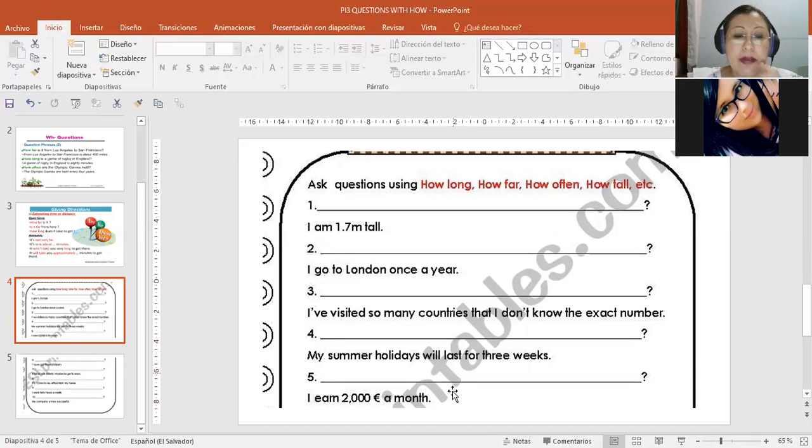So, I have here 5. I will share with you this, and I want you to work in pairs, trying to elaborate questions for these answers. For example, I am 1.7 meters tall. I go to London once a year. I visit so many countries that I don't know the exact number. My summer holiday will last for 3 weeks. I earn 2,000 euros a month.